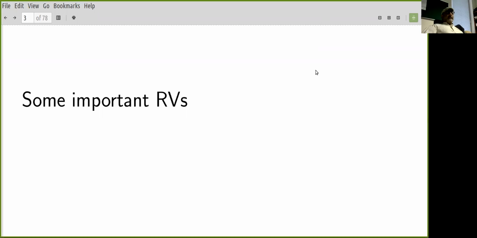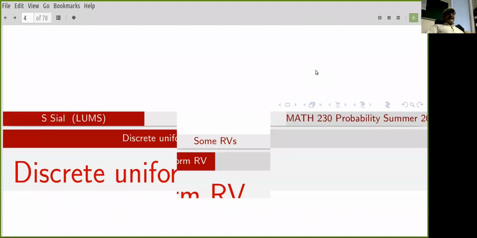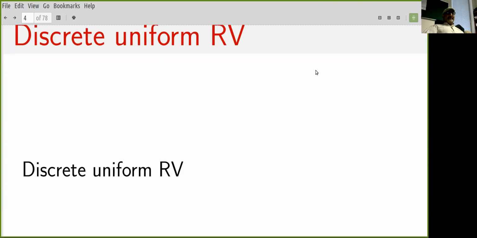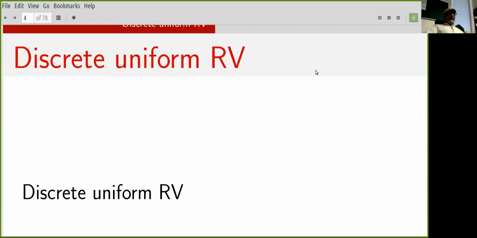In this session, we will look at some important random variables. Now, there are infinitely many random variables. In this course, we're going to try and look at what we think are the most important ones. So, one of these is the discrete random variable. We've actually sort of considered this already.